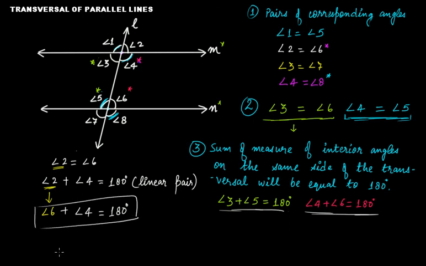Okay, so this is the third point, that the sum of the measures of interior angles on the same side of the transversal will be equal to 180 degrees.